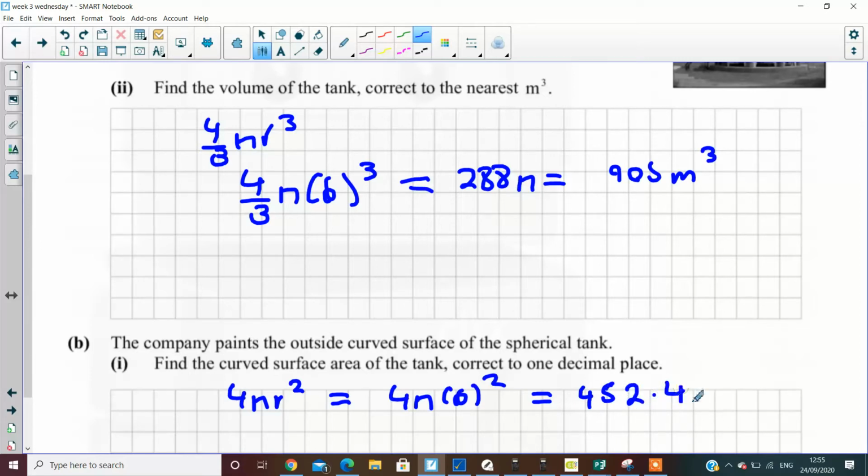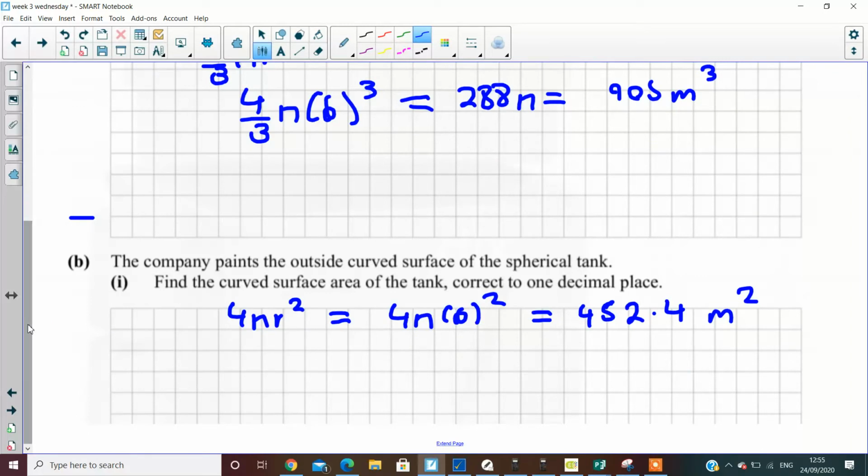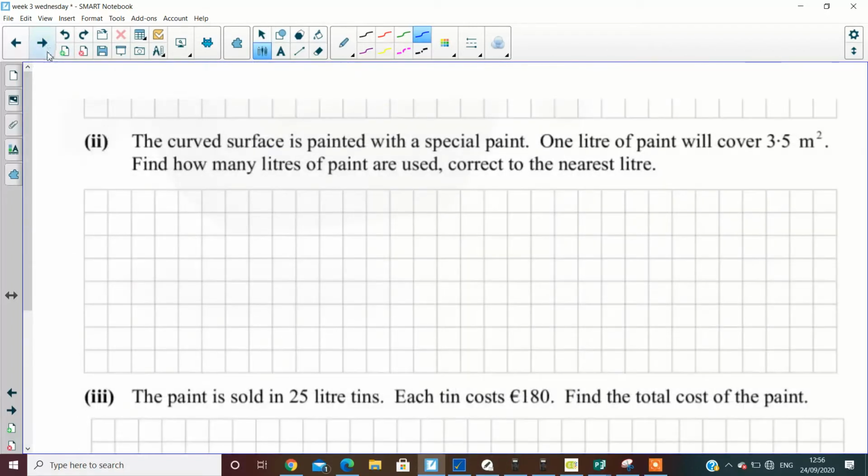452.4 meters squared. Right, this is easy money at the moment. Very easy money. Now, can I move on? Yeah. Next one. The curved surface is painted with a special paint. 1 litre of paint will cover 3.5 meters squared. How many litres of paint are used? Correct to the nearest litre.